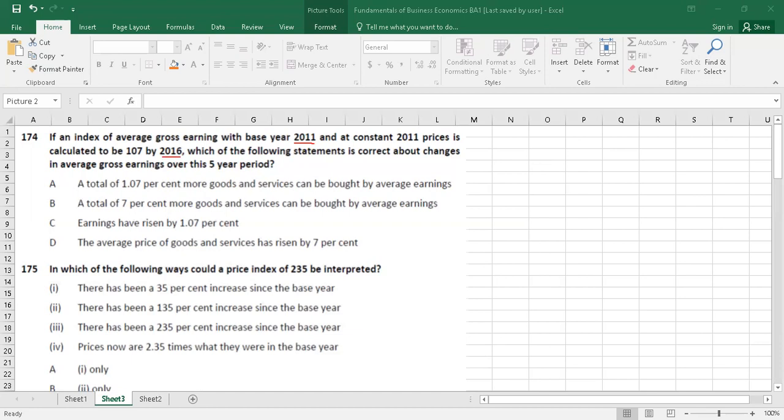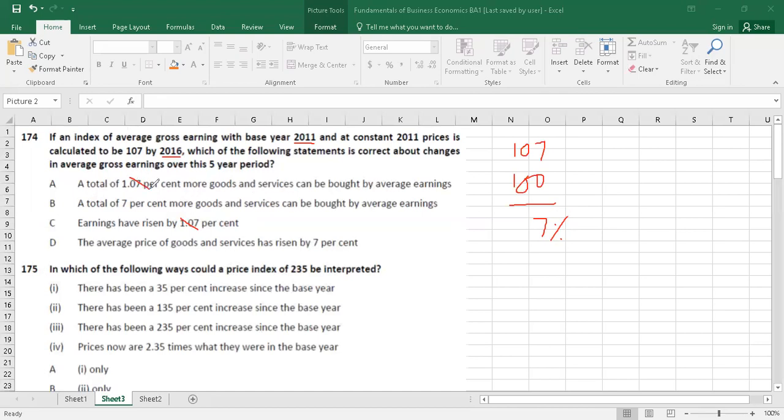So in that case, should we go with A? A total of 1.07% more goods and services. See, if it is 107 from 100, the difference is 7%. It is not 1.07. If it stands at 107 as compared to the base, which is 100, the difference is basically 7%. So 1.07 cannot be the situation. The difference we have is 7% as compared to the base year. So a total of 1.07% will not be the case, and we can cancel off these two options.